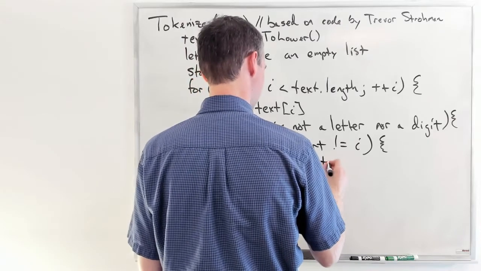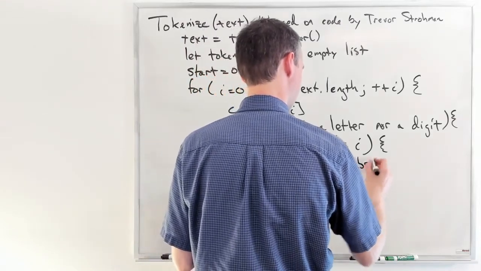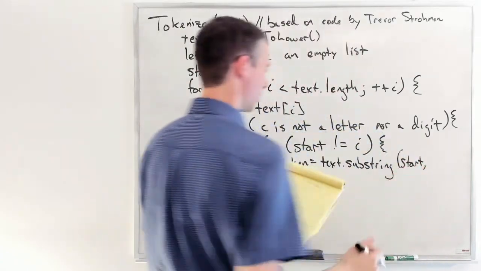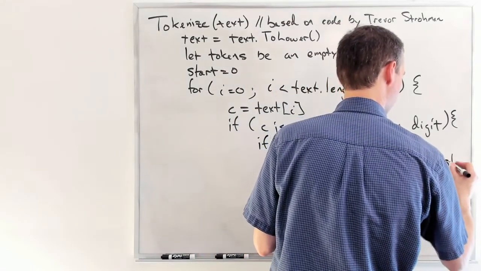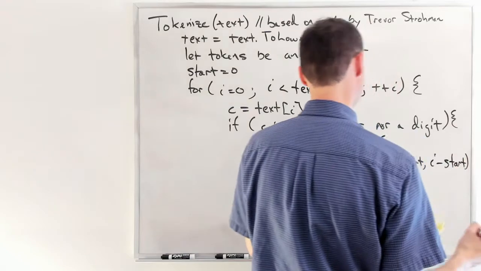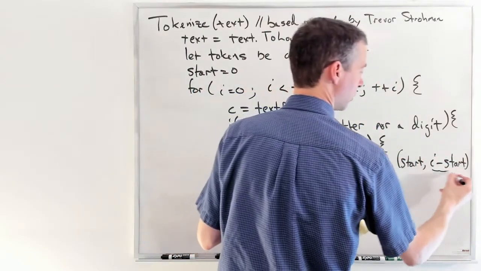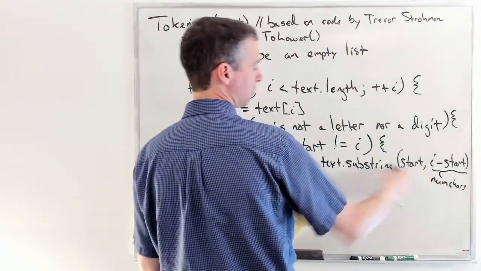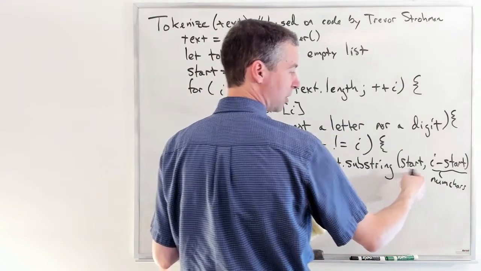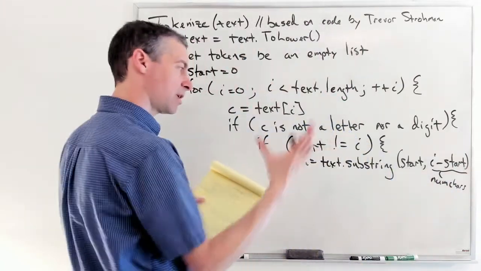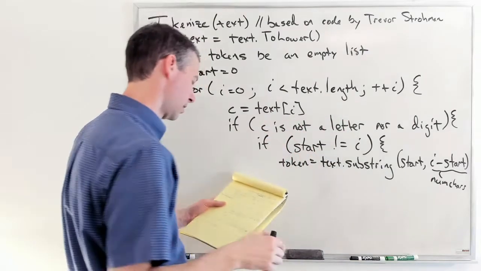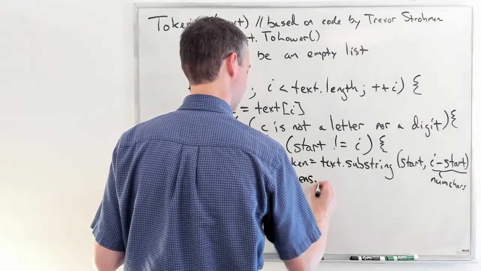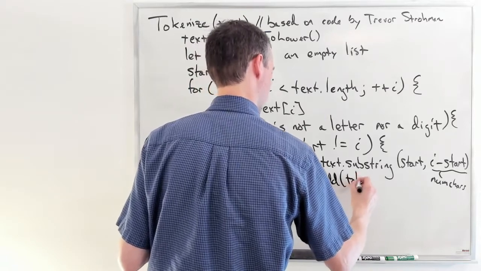We'll get a token out of this by taking a substring from the text. It goes from our starting position to I minus start. This is just computing a number of characters. So we take a substring out of this piece of text from this position forward this many characters, grab it, make a copy of it, and store that string in our token variable. And then we'll just go ahead and add that token to our tokens.